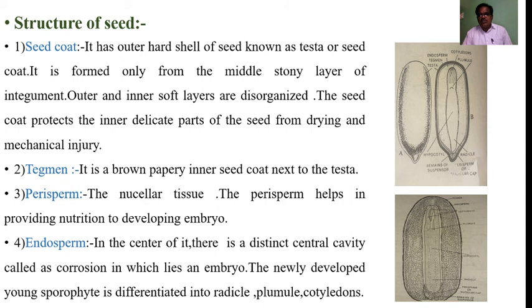The last portion is the endosperm. In the center of it, there is a distinct central cavity called the corrosion cavity, in which lies an embryo. The newly developed young sporophyte is differentiated into the radicle, plumule, and cotyledons. This is the entire structure of the embryo. It has the cotyledons, the plumule, and the radicle. Such a structure is present in the embryo, and the number of cotyledons is 8 to 14.